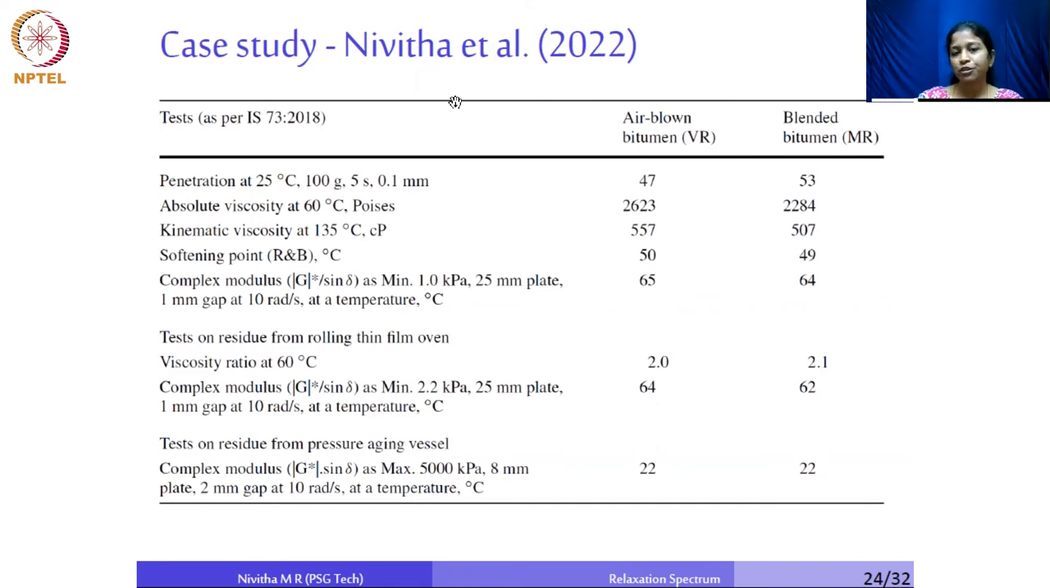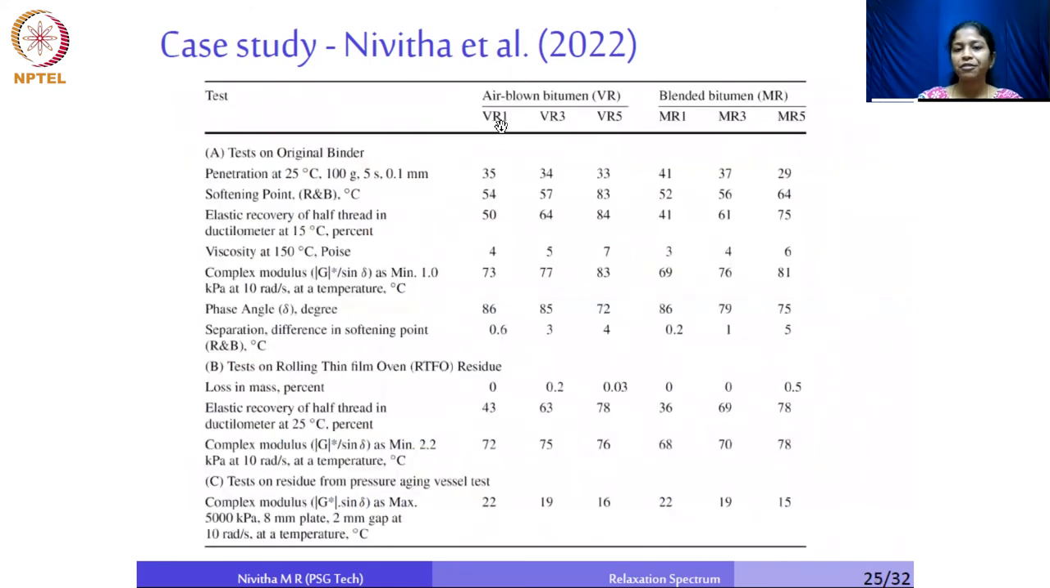And to each of these bitumen, different dosages of the modifier were added. For the VR based bitumen, dosages of 1%, 3%, and 5% SBS were added. And for the MR based bitumen, again 1, 3, and 5. But you should remember that this is a tri block, whereas this is a di block.